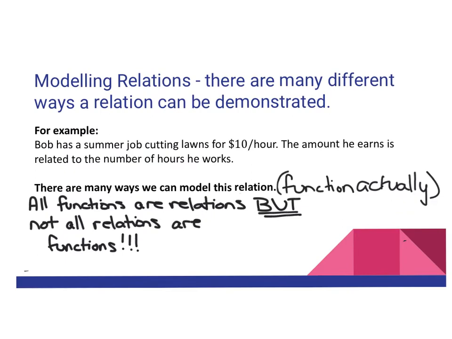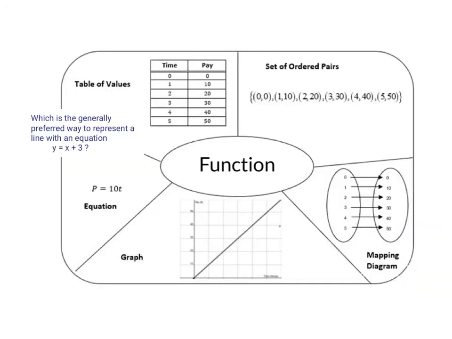So there's lots of different ways that we can model relations, which we've talked about. The graph, the equation, there can be a table of values, numbered sets. So we've got here an example. Bob has a summer job cutting lawns for $10 an hour. The amount he earns is related to the number of hours he works. So there's many ways that we can model this relation. This is actually a function, but we'll get to that differentiation in a bit. Kind of like all thumbs are fingers, but not all fingers are thumbs. All functions are relations, but not all relations are functions.